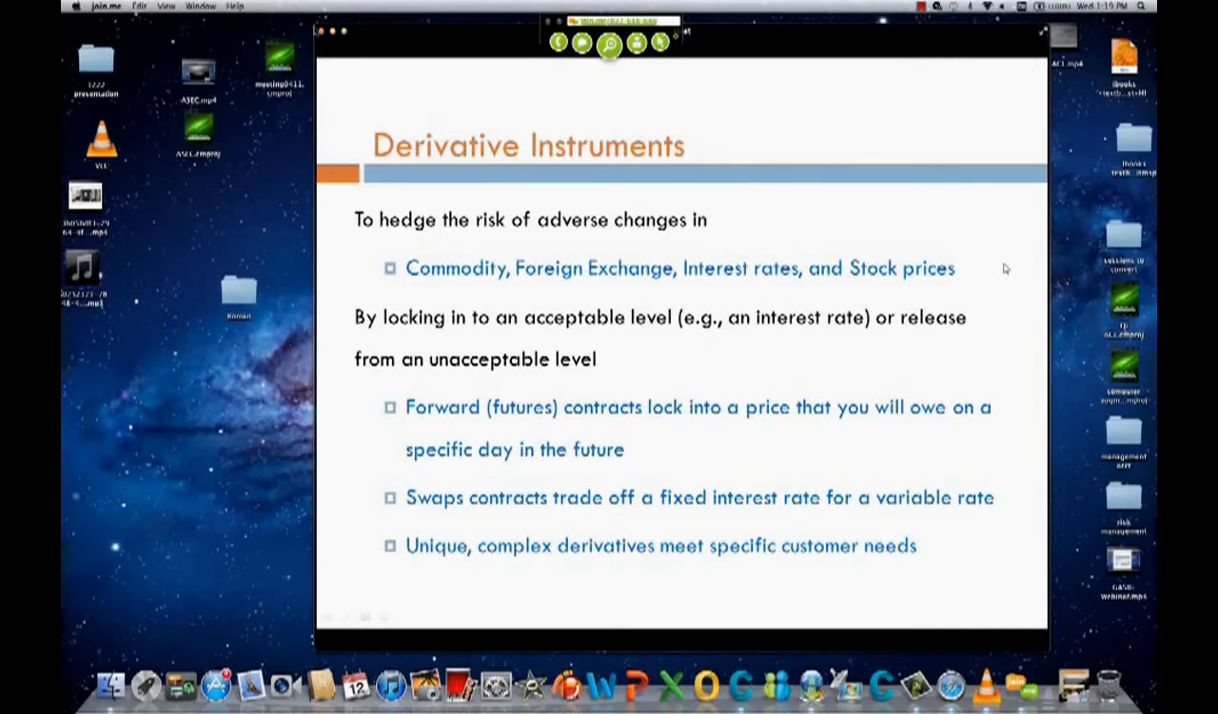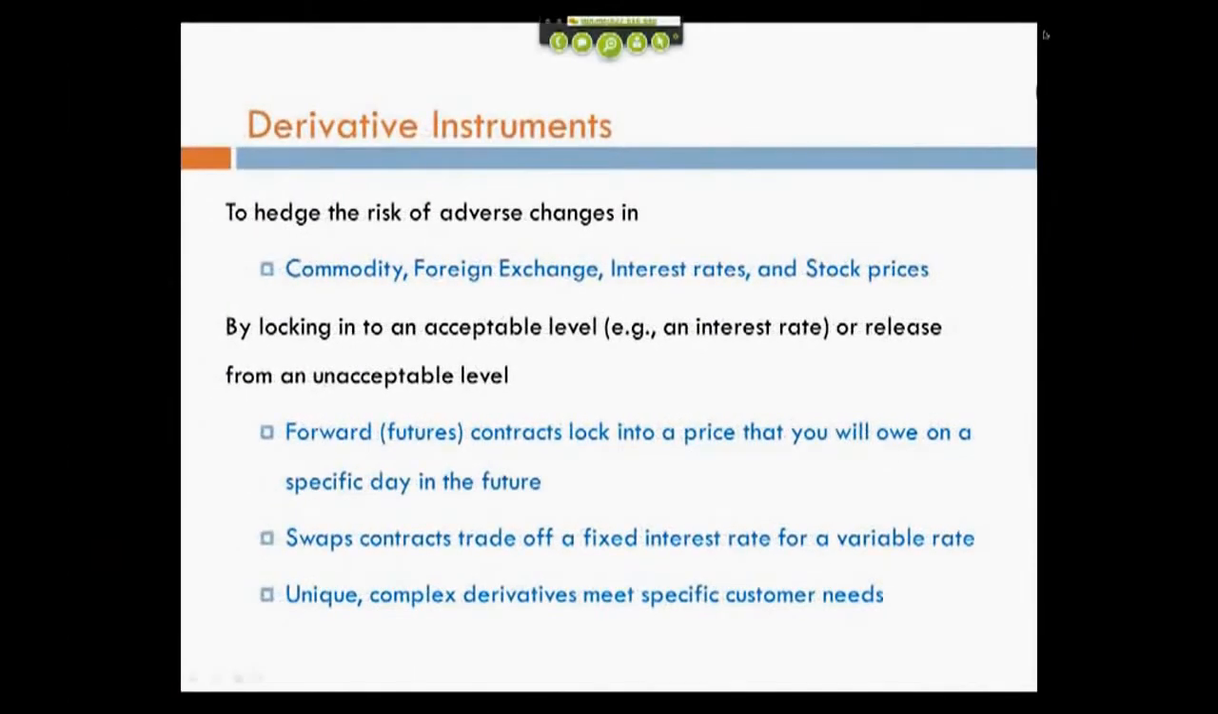Derivatives. I'll be frank with you, it's almost as hard to explain as it was for AIG to figure out value back in 2008. So let's go through derivatives again.